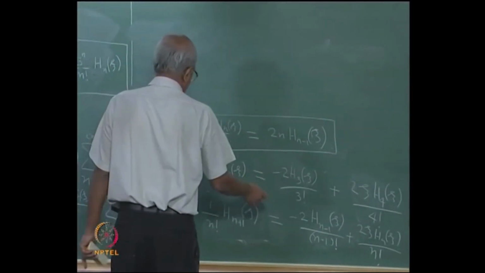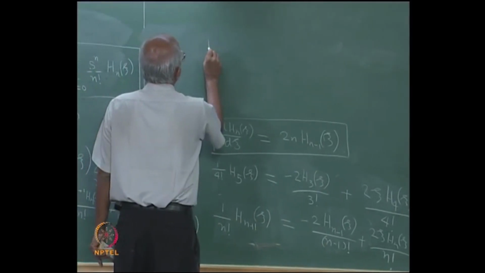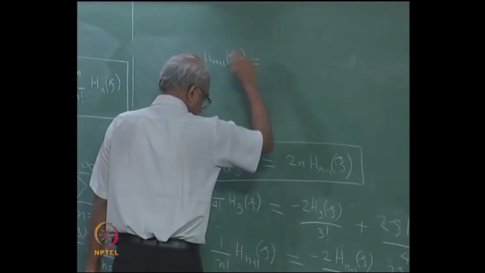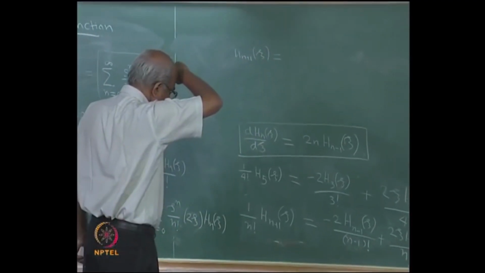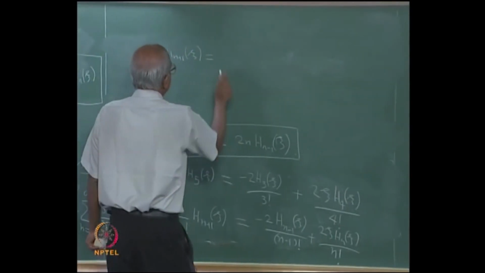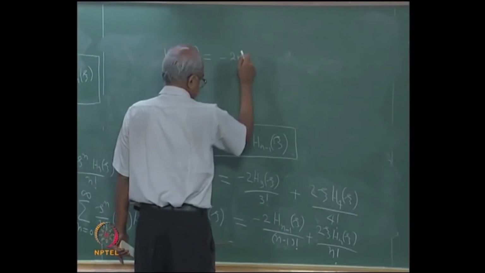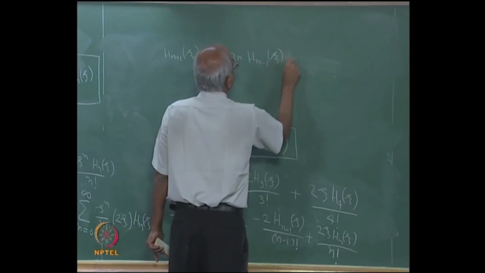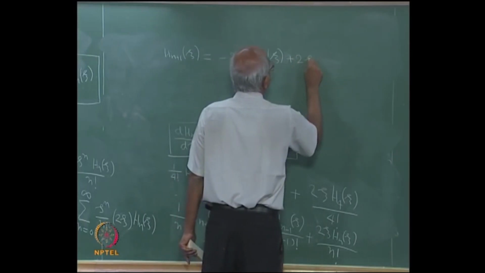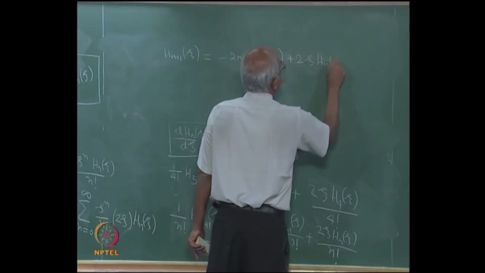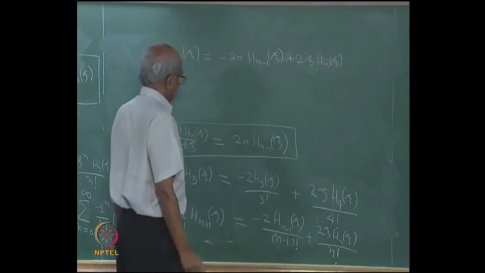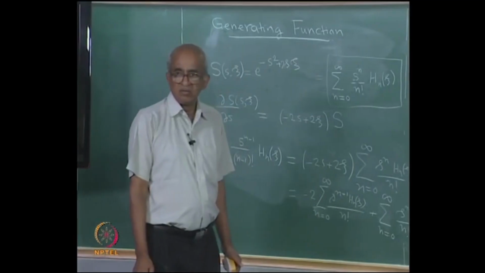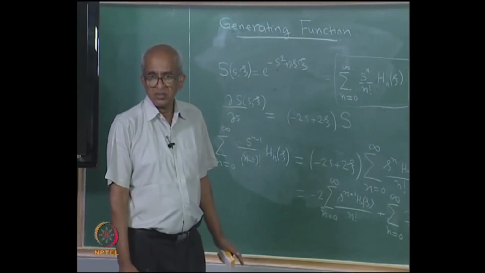So, if you multiply it throughout, the answer is going to be hn plus 1 c is equal to how much? Right.